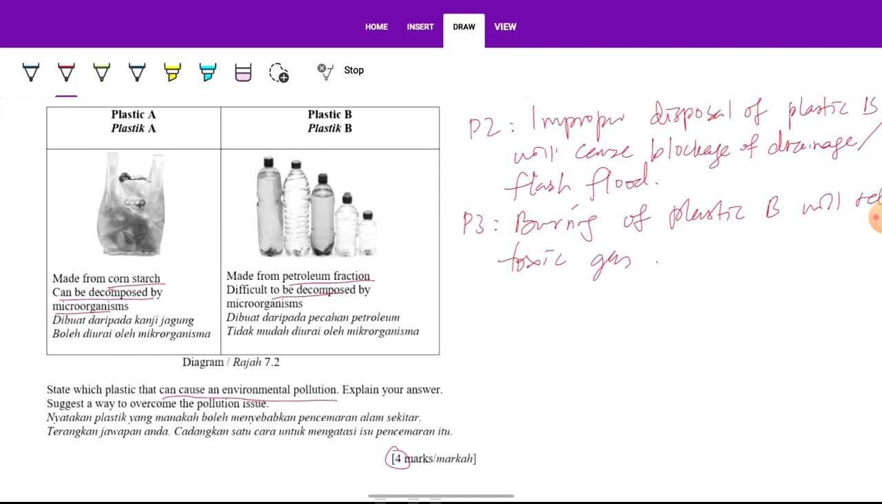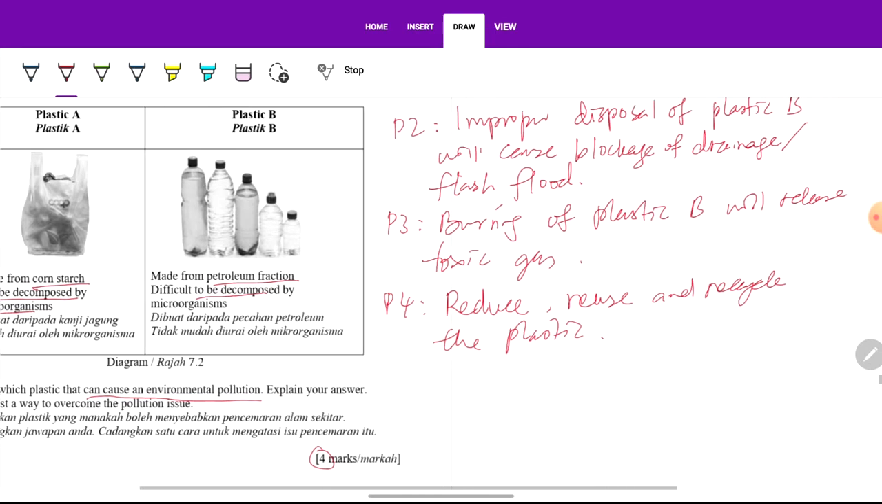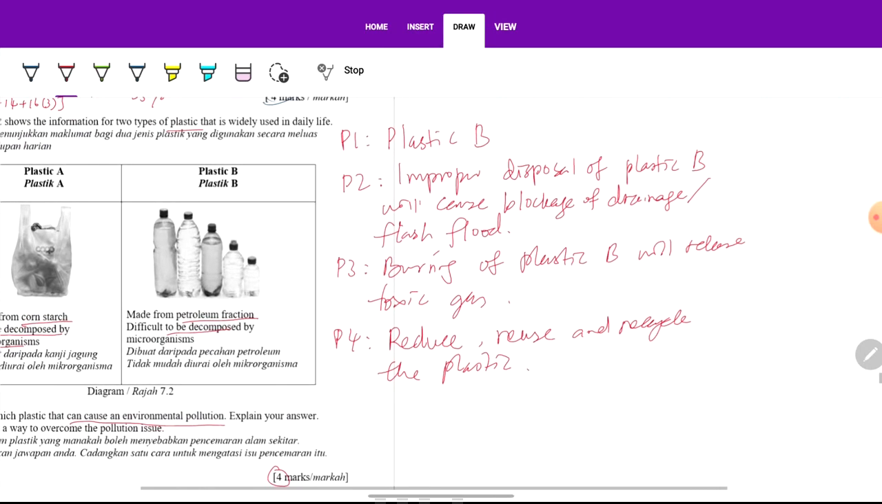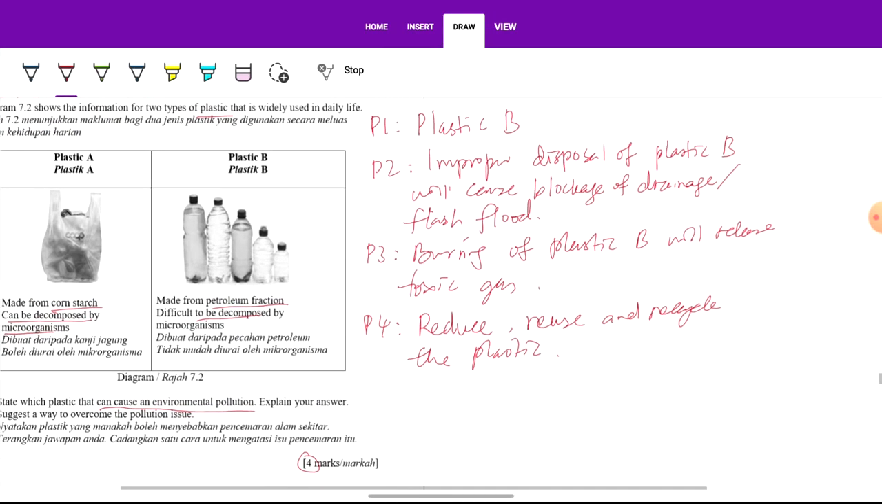Okay. Then suggest a way to overcome the pollution. So we can put point number four. We can reduce, reuse, and recycle the plastic, right? So these are the 4 points we can write to get 4 marks for this question.